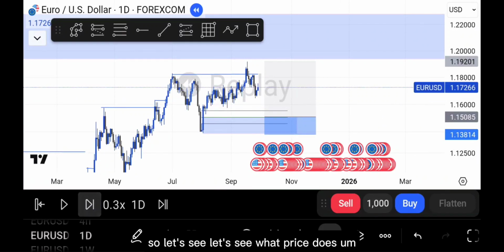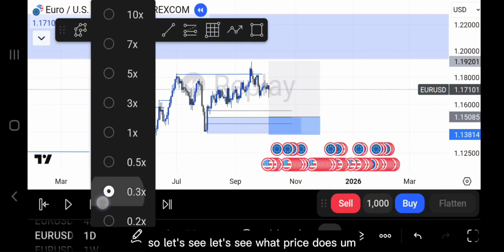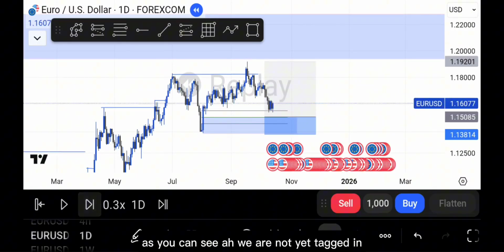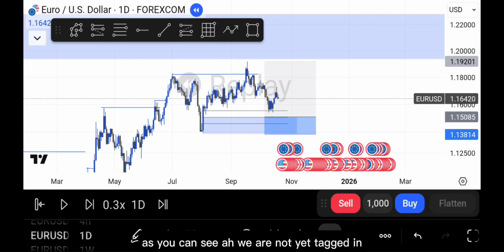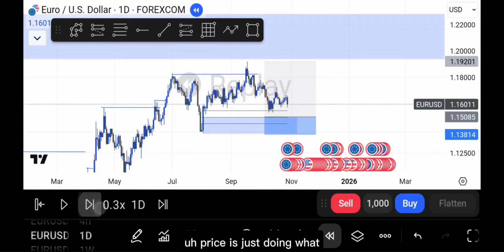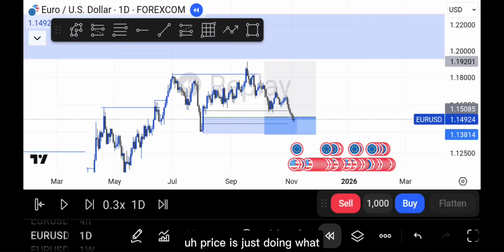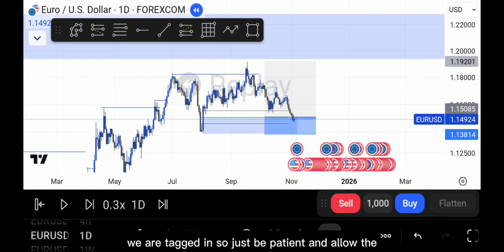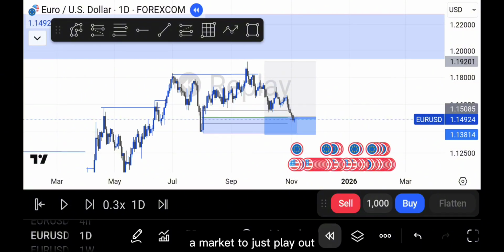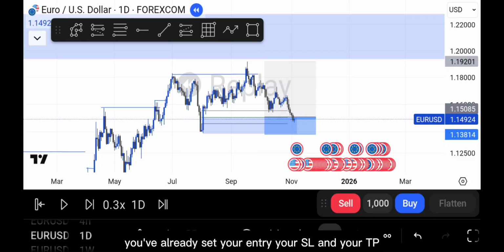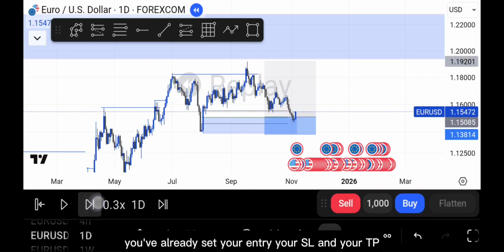So let's see what price does. As you can see, we are not yet tagged in. Price is just doing what? Okay, now we are tagged in. So just be patient and allow the market to play out. You've already set your entry, your SL, and your TP.